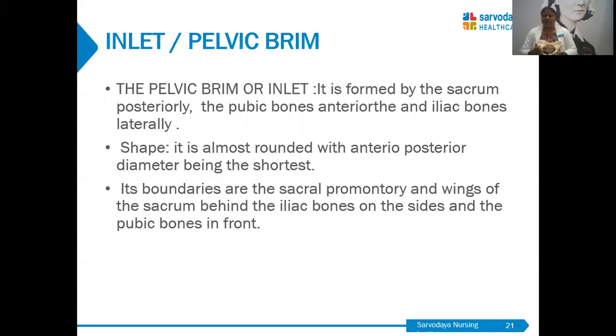Then the pelvic brim or inlet. It is formed by the sacrum posteriorly, the pubic bones anteriorly and the iliac bones laterally. It is almost rounded in shape. The anterior posterior diameter is the shortest. Its boundary has the sacral promontory and wings of the sacrum behind, the iliac bones on the sides and the pubic bone in front.